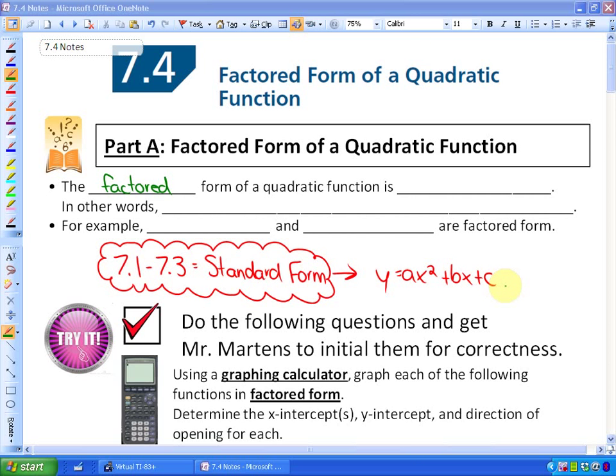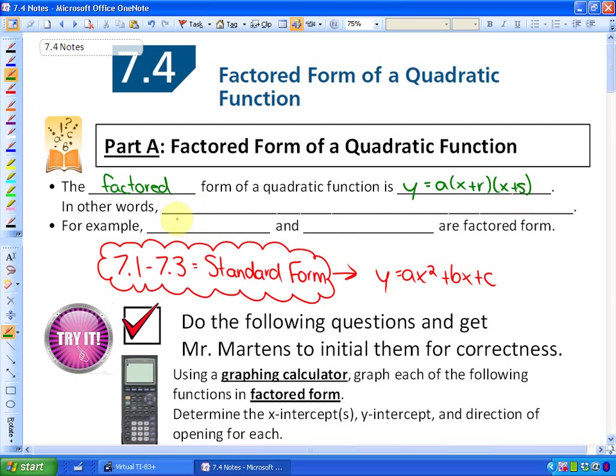If you wanted to look at these specific characteristics related to that standard form, you may want to look at those lessons. Now what we're going to look at in green here is what is the factored form of a quadratic function. Well, the factored form looks different than standard form: y is equal to a times x plus r times x plus s.